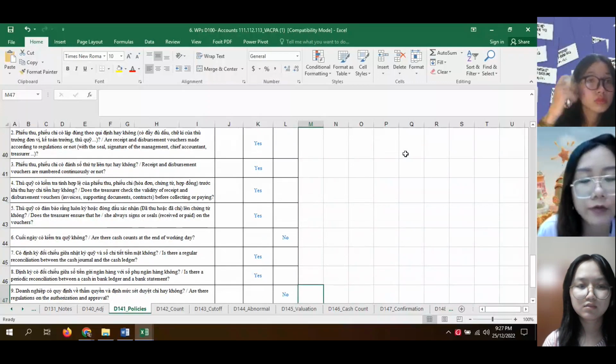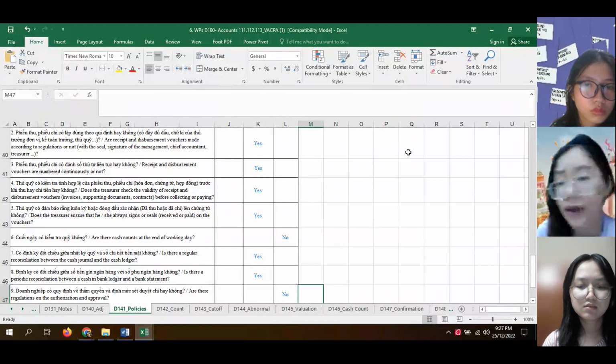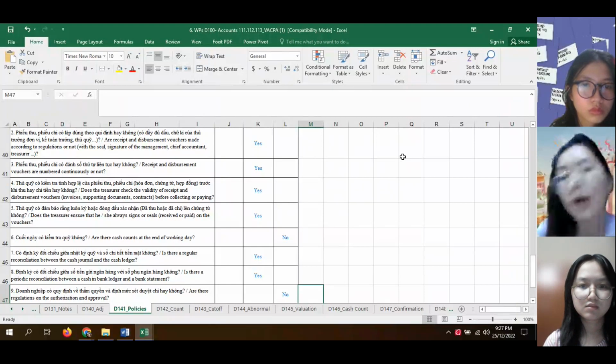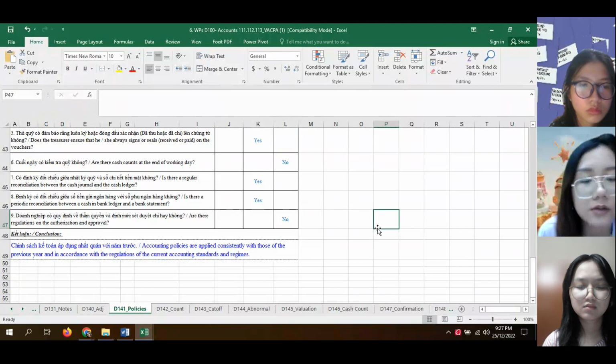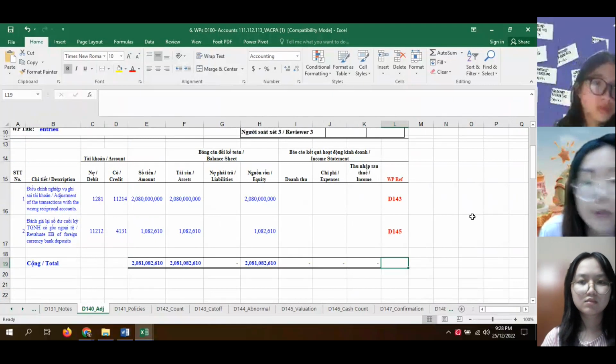So to control more, the company should improve by considering items 6 and 9, that is, have the cash count at the end of working day, or have the regulation on authorization and approval. But in our conclusion, we just wrote that the accounting policies are applied consistently with those of the previous year and in accordance with the regulation of current accounting standards and regime.